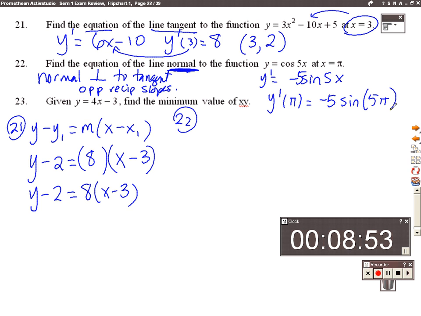of 5 pi. If you think of a unit circle, this would be 1 pi over here, 2 pi, 3 pi, 4 pi, 5 pi would be over here, and that is the y value. The y value of 5 pi would be 0. So y prime of pi is equal to 0. Now that's the slope of the tangent line.